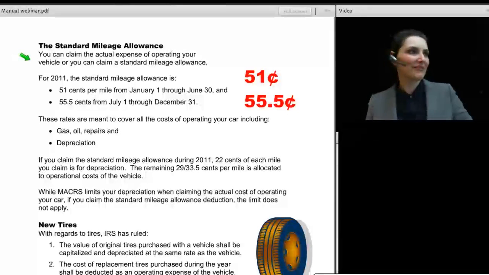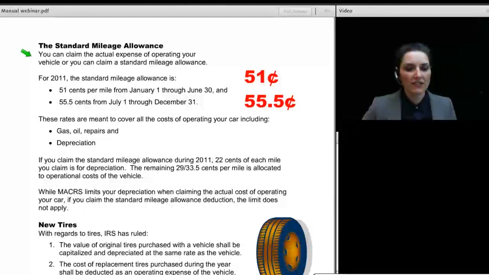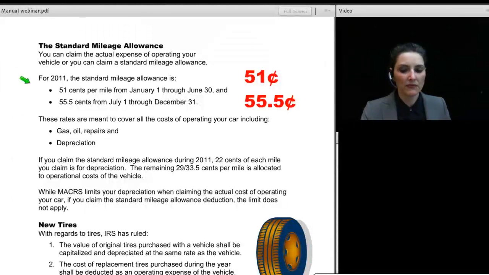Okay, moving on with the rest of our class. The standard mileage allowance is where we're at now. So you can claim the actual expense of operating your car, or you can claim a standard mileage allowance, but never both. For 2011, there are two standard mileage rates in play. For the first half of the year, it was 51 cents per mile, and in the second half of the year, it went up to 55.5 cents per mile.